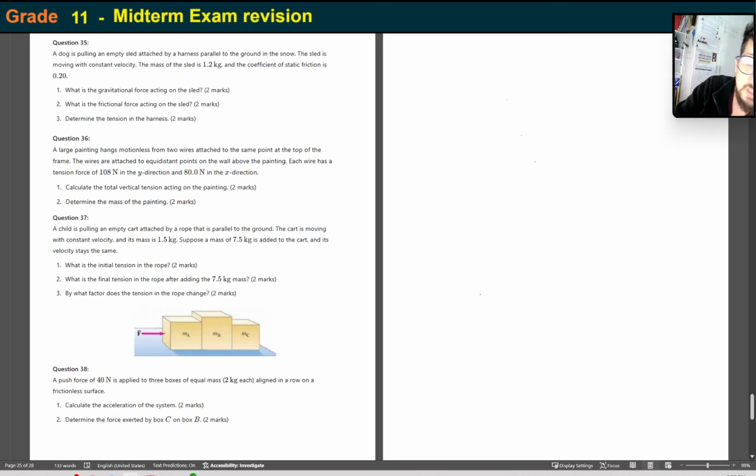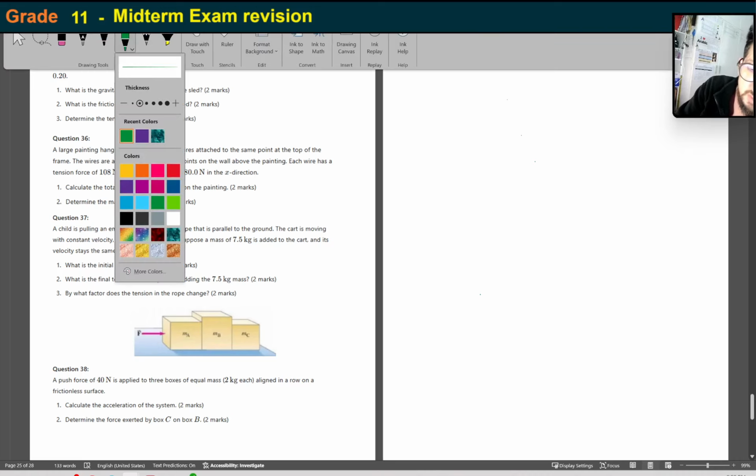Should I change the color? Sure. Change the color to blue. Did I tell you I was colorblind? I'm going to go with that. I hope that's blue and not light purple. Let's have a look.